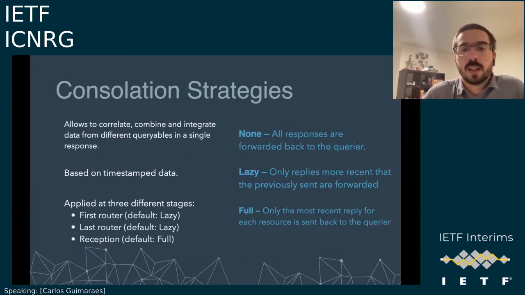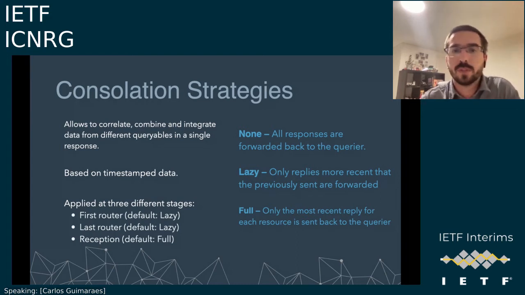Then one particular thing about the way Zenoh implements queries is its consolidation strategies. And although I believe we will not have the time to dig into these details, let's just consider that we have a distributed database, and therefore several nodes can reply to a given query. In this case, because databases might not be aligned, the querier might get different replies from the different databases. To mitigate such cases, Zenoh implements a set of consolidation strategies that allow to correlate, combine, and integrate data from different queryables in a single reply.